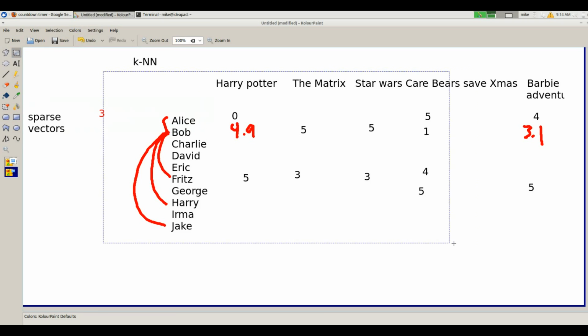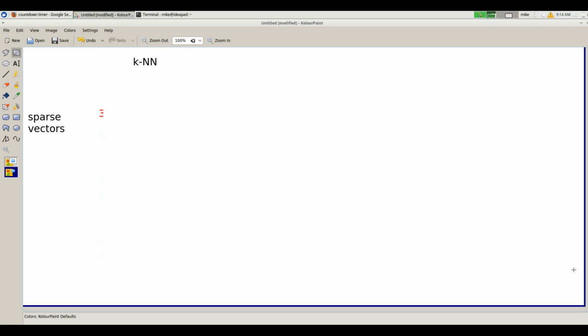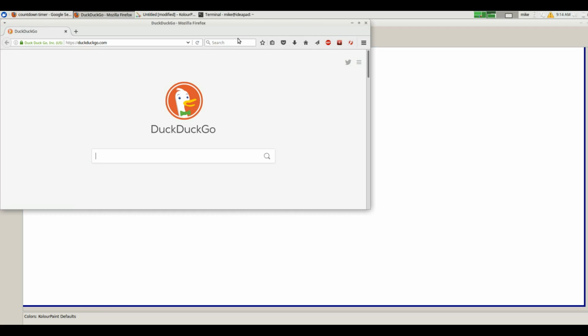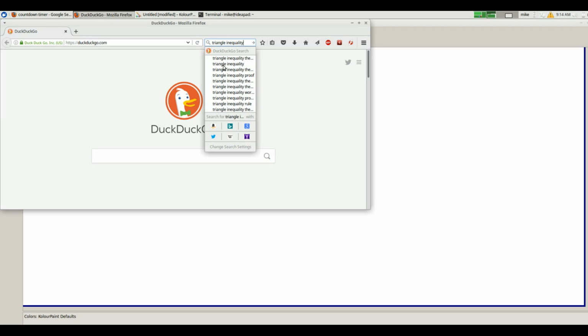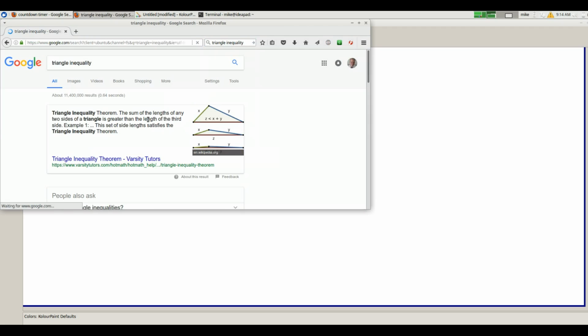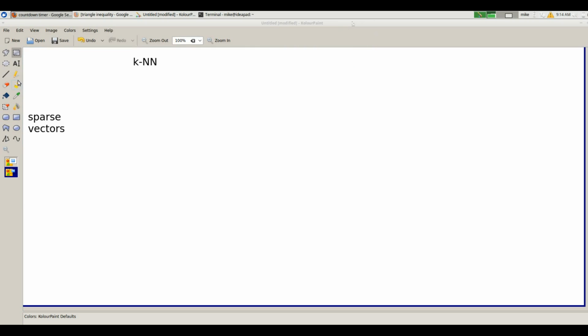Talked about that. One last thing we need to talk about is the triangle inequality. Has anybody heard of the triangle inequality? Okay, triangle inequality. The triangle inequality says the sum of the lengths of any two sides of the triangle is greater than the length of the third side. Okay, example.